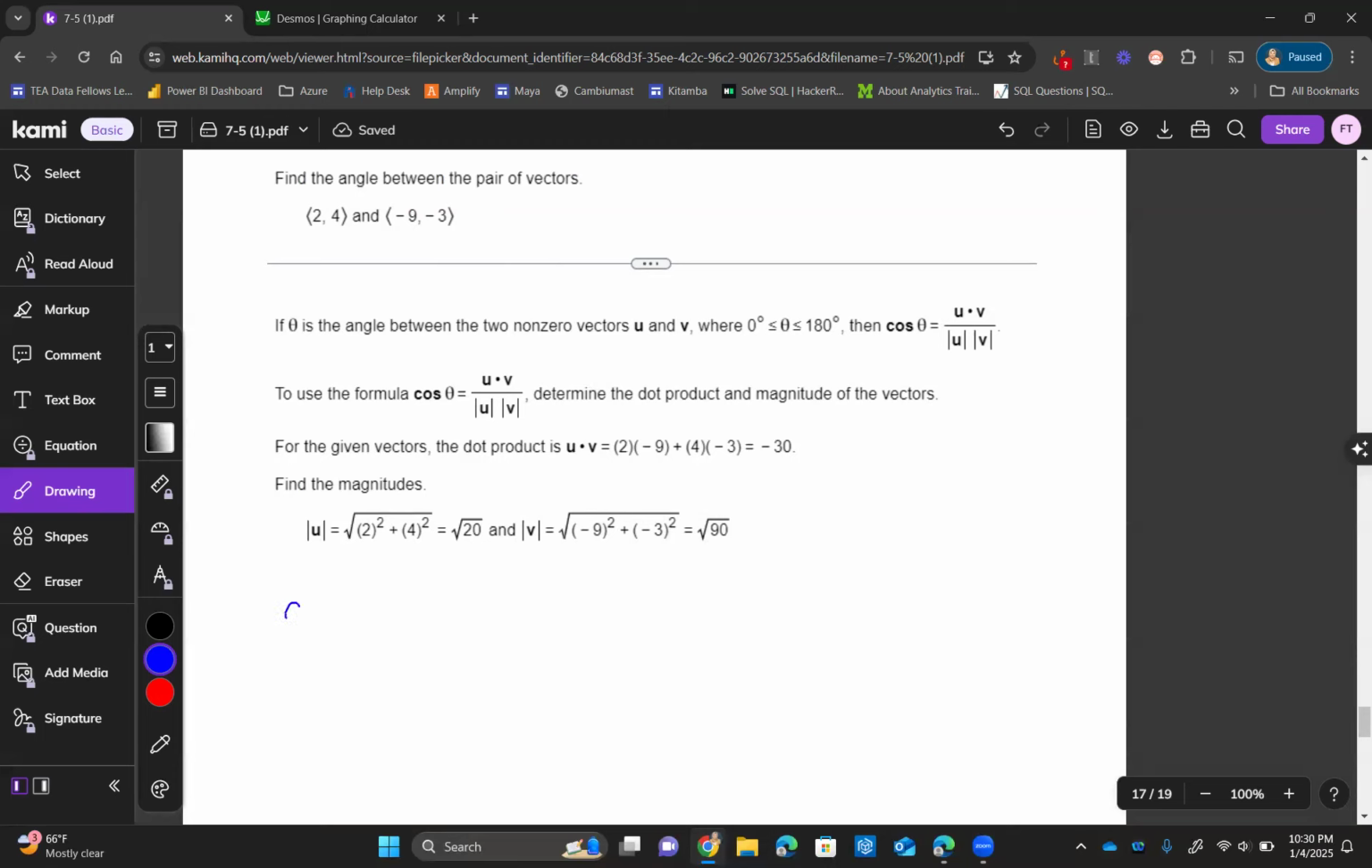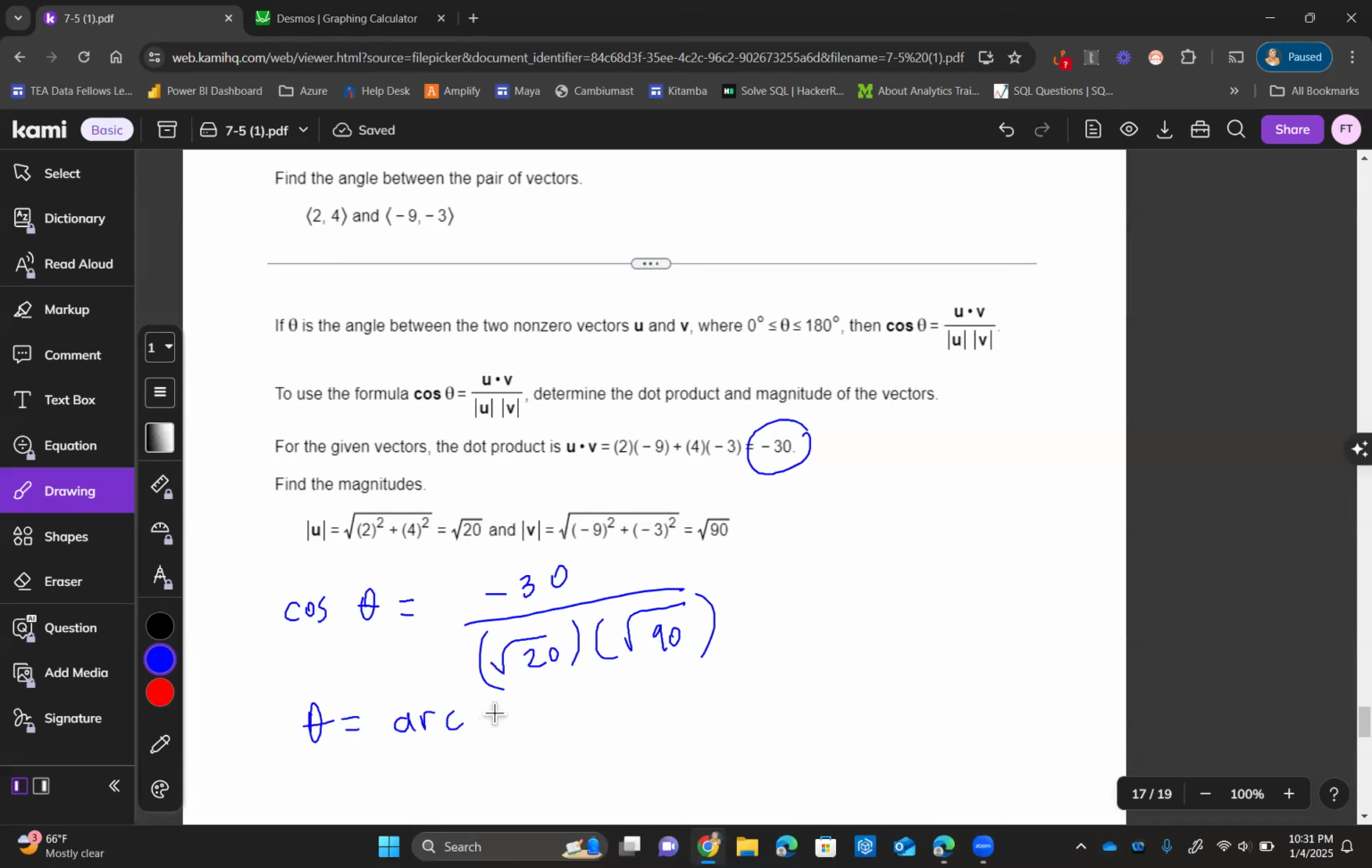Now, once we put them all together, we're looking for cosine of theta. The dot product is equal to negative 30. One magnitude is square root of 20, and the other magnitude is square root of 90. We can simplify this, but on the calculator we're going to simply enter arc cosine of negative 30 divided by square root of 20 times square root of 90. So let's go to the calculator.